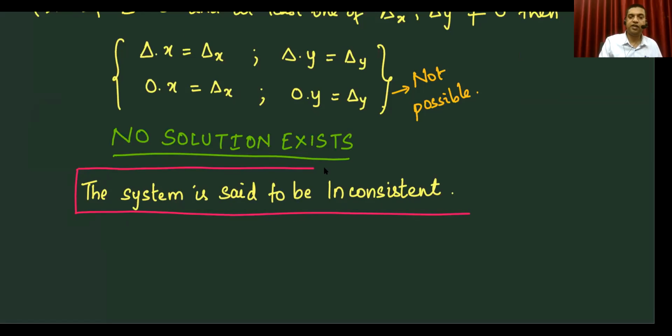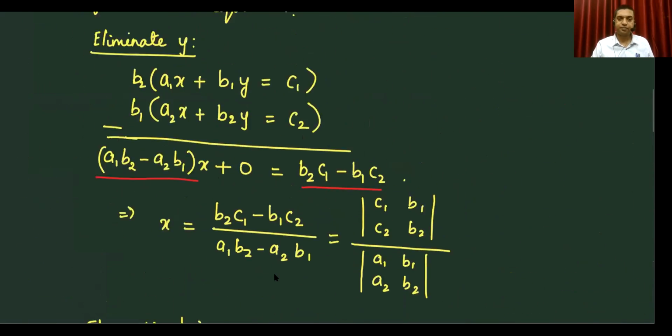So did you understand the three cases? One is unique solution, other is infinite solutions, third case is no solutions. Okay.